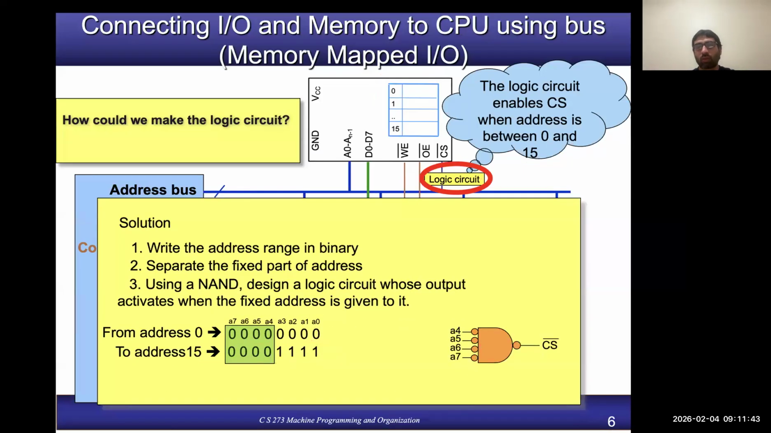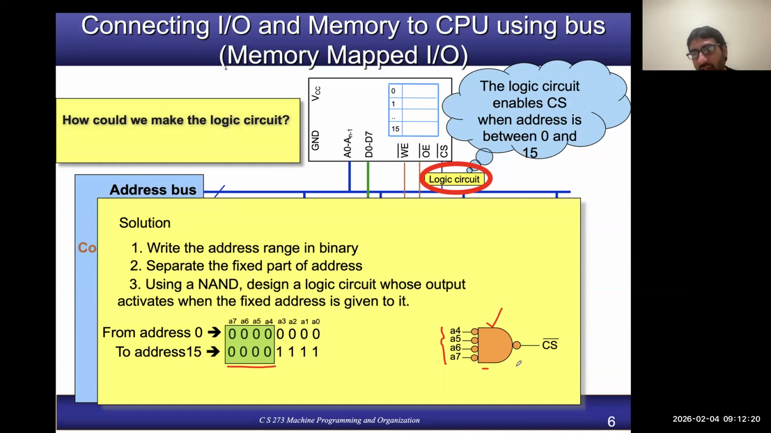So what we do here is use only those bits from the address which have fixed values in the whole range, which means A4 to A7. So we are using only A4 to A7. And since those bits always have the value of 0, we simply put a bubble, which means complementing, taking a NOT. So we are first taking a NOT of A4, and NOT of A5, NOT of A6, and NOT of A7, and then feeding them to the NAND gate.